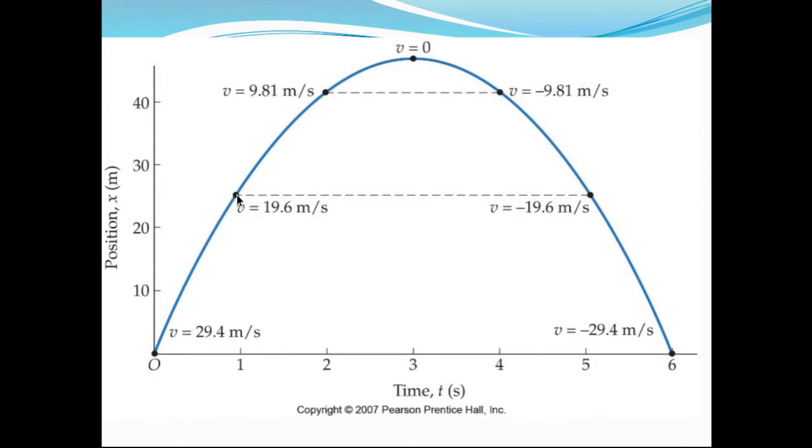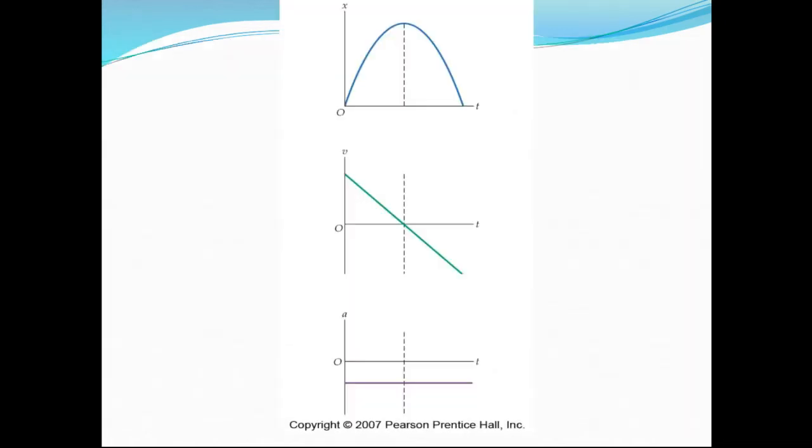Notice how the speed decreases on the way up. It's momentarily 0 and then increases on the way down. But it does this at a regular rate. And here are some graphs that represent this motion. This is the velocity versus time graph of this situation.